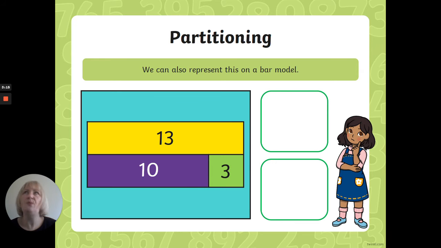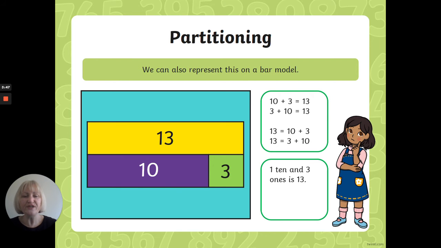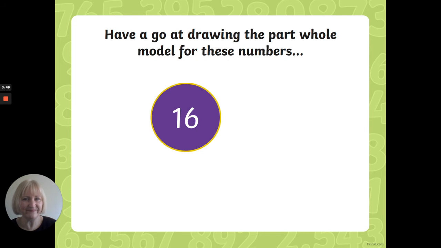And before the holiday, we were very busy thinking of lots of different ways that we could use those numbers in number sentences like this. 10 add 3 equals 13. 3 add 10 equals 13. Remember, we can start with the whole number. We can say 13 equals 10 add 3. 13 equals 3 add 10. 1 ten and 3 ones is 13.